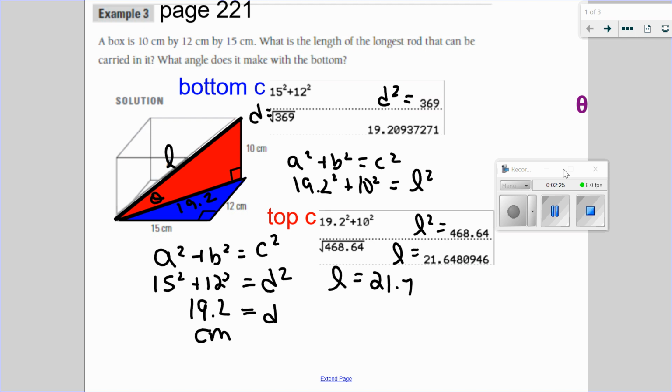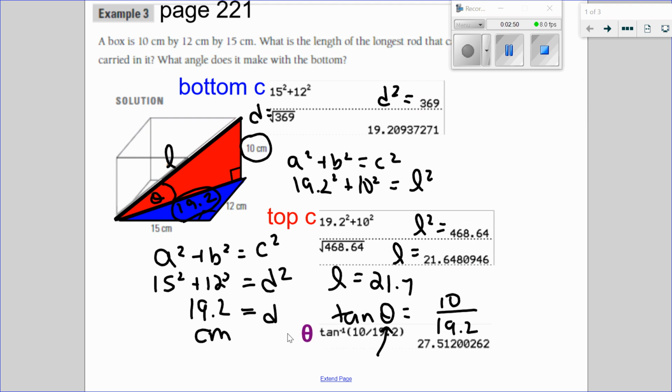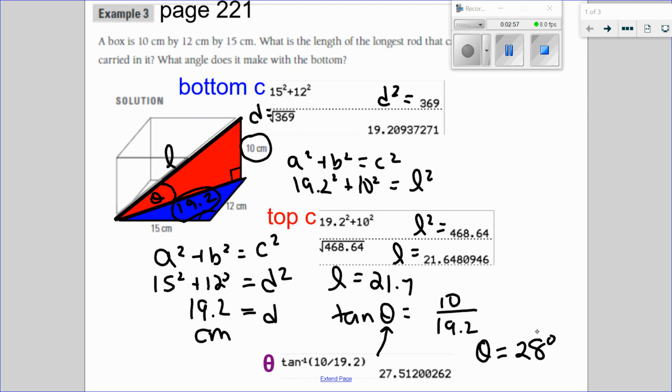So now all I have to do is figure out what the angle is, and it's an angle of elevation. We always use tangent for that, which is opposite over adjacent. So tangent of my angle is equal to opposite over adjacent, 10 over 19.2. Now I don't know my angle, so I need to use second tan, inverse tan, to find out what my angle is. So inverse tan of 10 divided by 19.2. I put that onto my calculator here, and we usually do it to the nearest degree. My angle is 28 degrees.